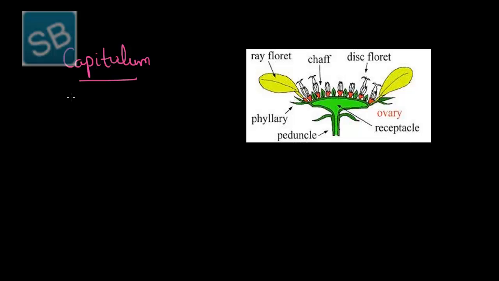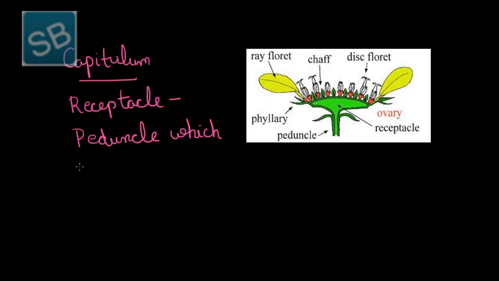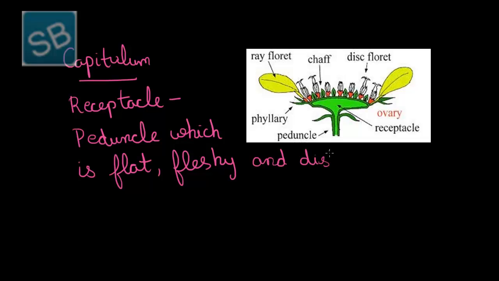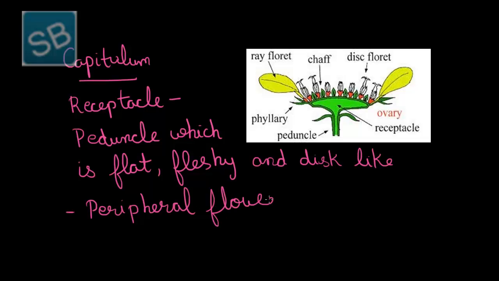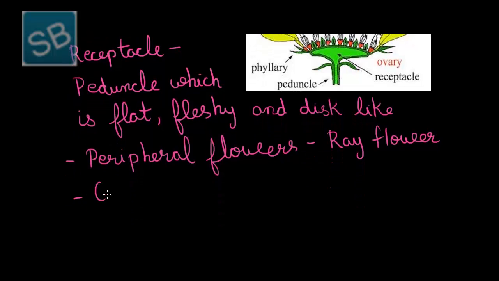Thus, in capitulum, flowers are arranged on receptacle, which is peduncle, which is flat, fleshy, and disc-like. Thus, the arrangement of flowers takes place on receptacle. The peripheral flowers are called ray flowers and the central flowers are known as disc flowers.